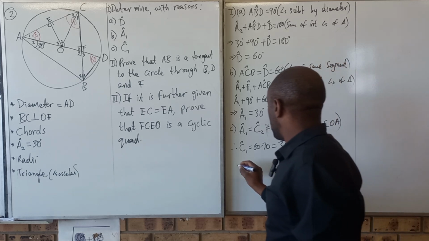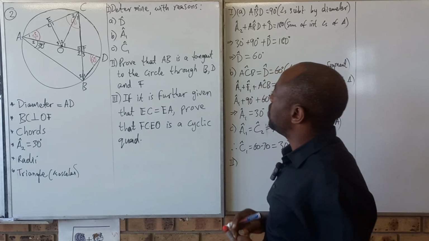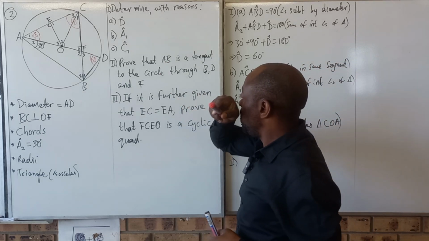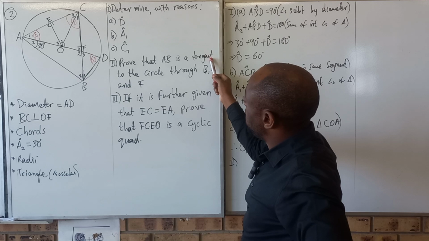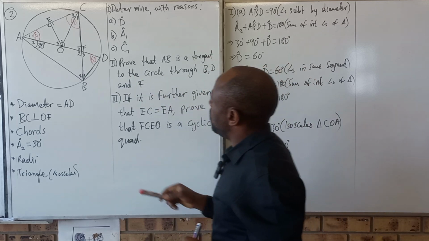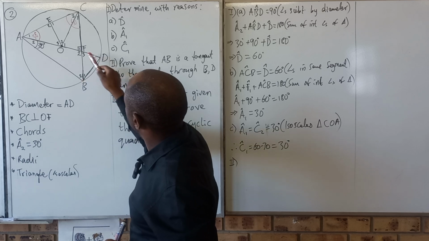So we're done with the Roman 1. We can now go to Roman 2, which says prove that AB is a tangent to the circle through BDF. So we've got our BDF.